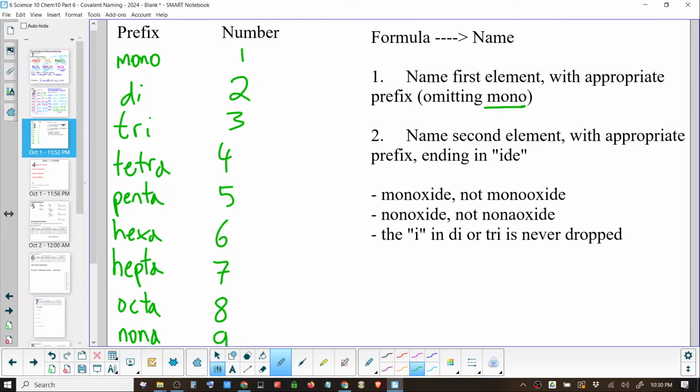Two, name the second one, end it in "ide" like we have been. Also, it is monoxide, not monooxide. It is nonoxide, not nona-oxide. English just has rules about what vowels you can put together. And if you have trioxide, we never drop the I. So trioxide is fine. We wouldn't drop that I. That sounds good.